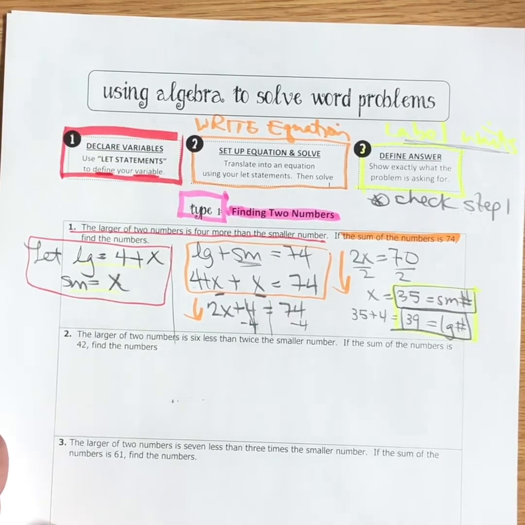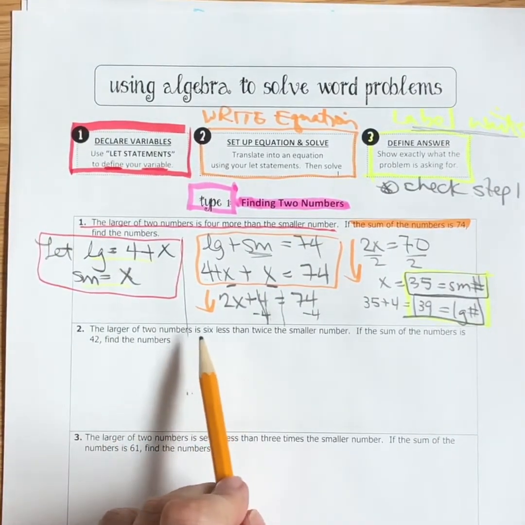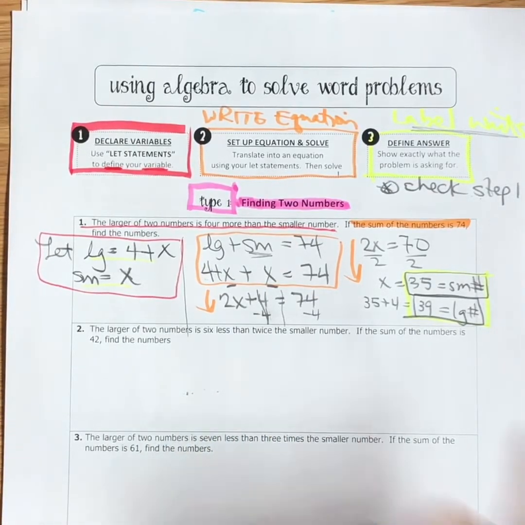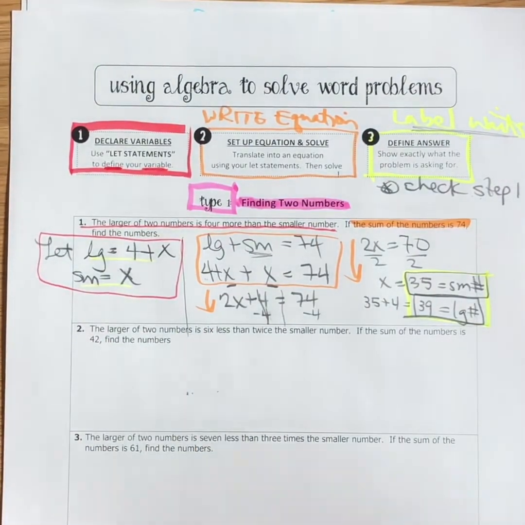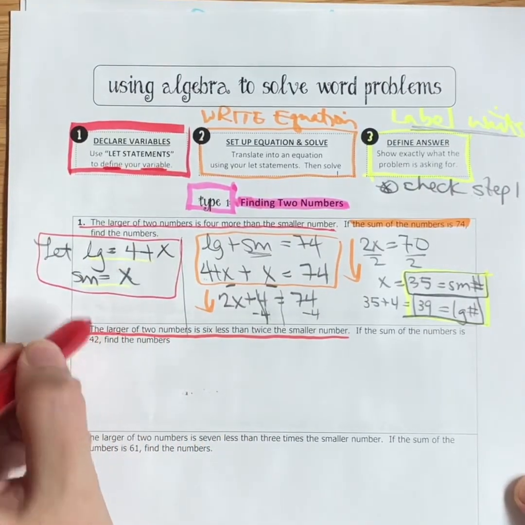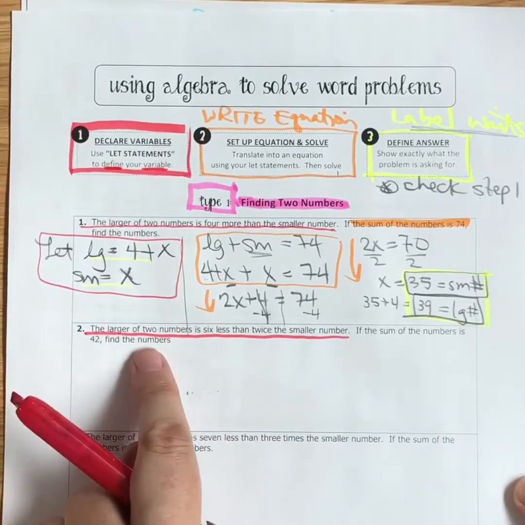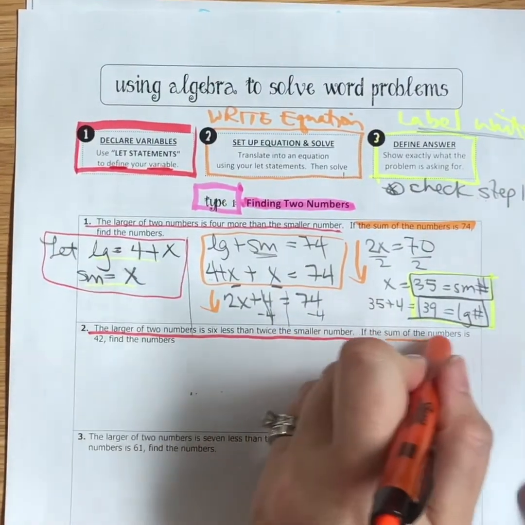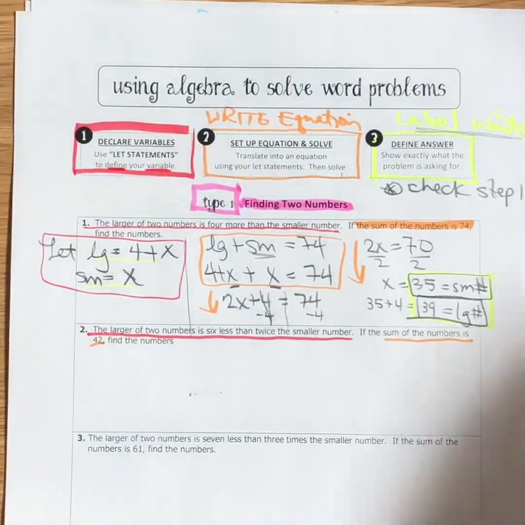So let's do... It says the larger of the two numbers is 6 less than twice the smaller number. The sum of the numbers is 42. Find the numbers. Well, again, this first sentence is always going to be part of step 1, okay, when you're trying to find two numbers. So that tells us the sum of the two numbers is 42 is going to help us for step 2.